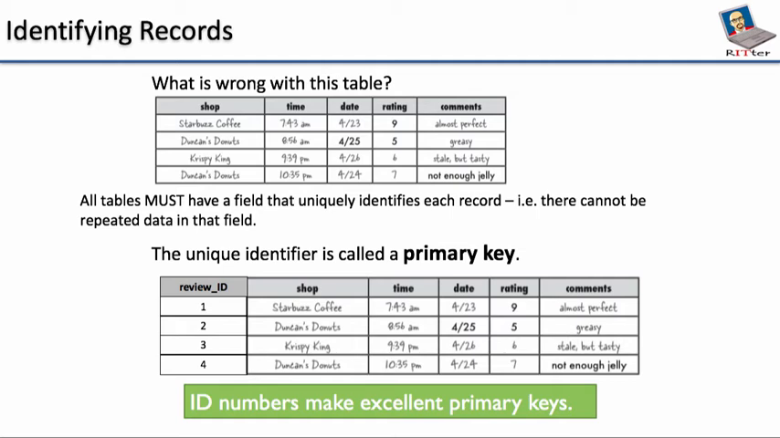We can just add an extra column, an extra field onto our database, and call it review ID, and assign a unique number to each of those records in that database that will then act as the primary key, the unique identifier for each of those records. So that's a really important concept with databases that we need to understand.